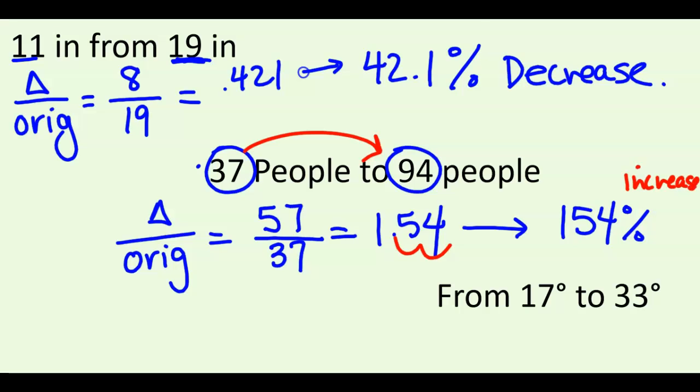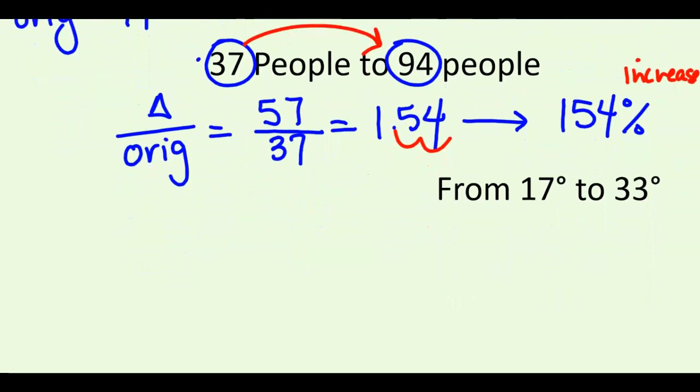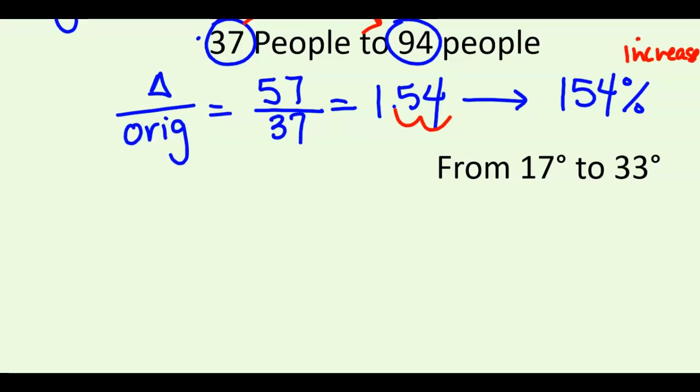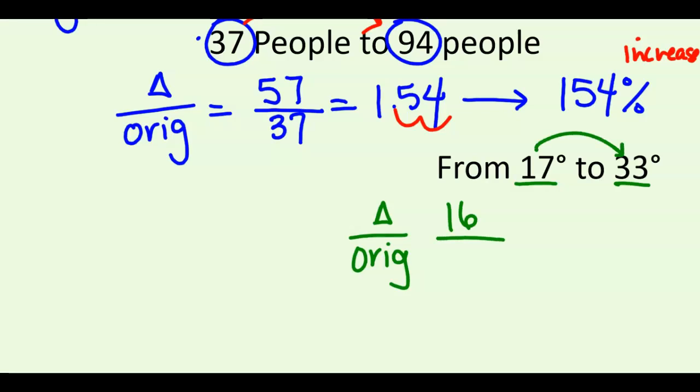Okay. All right, let's check one more together down here. From 17 to 33. So I'm going to write my formula, change over original. From 17 to 33, I would subtract those in my head or on my calculator, and I realized that the change was 16 degrees, right? It went up 16 degrees. The original number was the 17, and if I divide those on my calculator, I get this, or 94%.